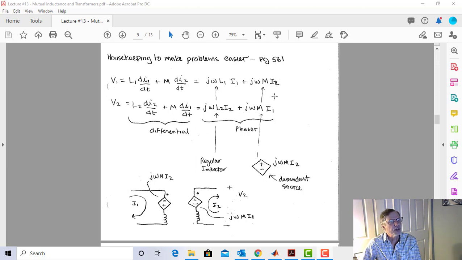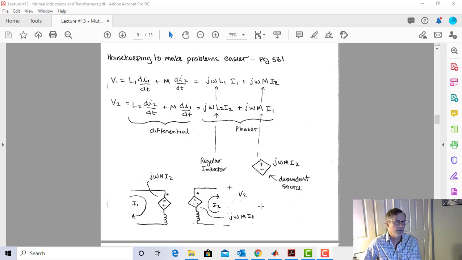So here is our equation drawn out as an actual circuit. I1 is going to come through here, and you can see its reference polarity. It's going to be going in, and it's going to generate a voltage, jωL1 times I1. And it's also going to induce a voltage over here. I1 is entering the dotted terminal of this coil, so it is going to make the dot of this dependent source positive. So I1 enters the dot, it makes the dot over here more positive.